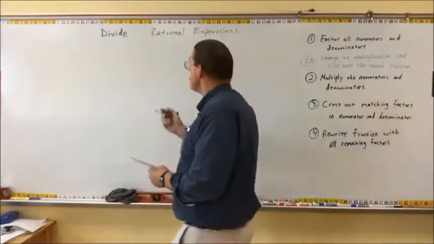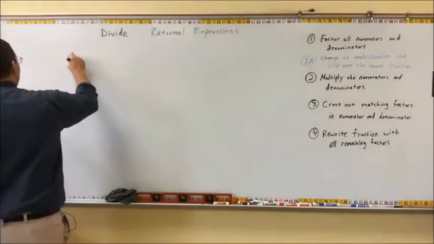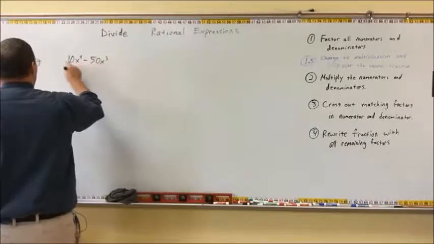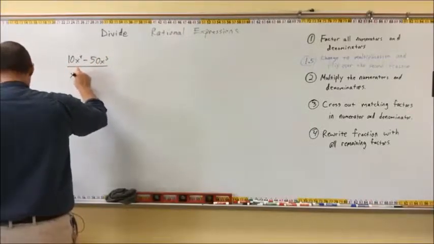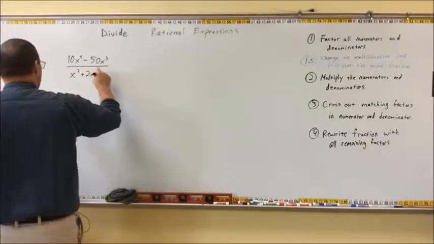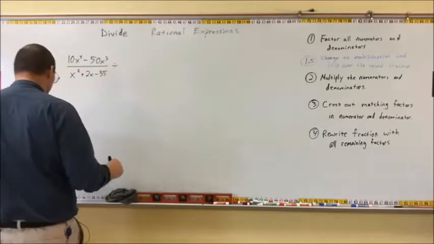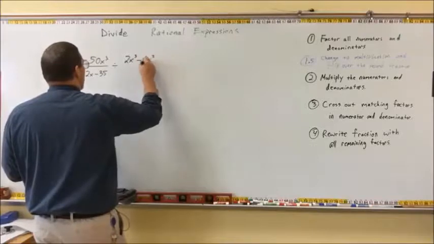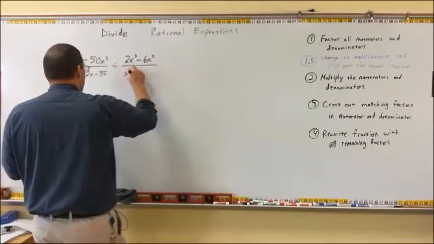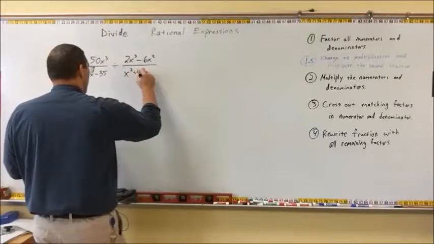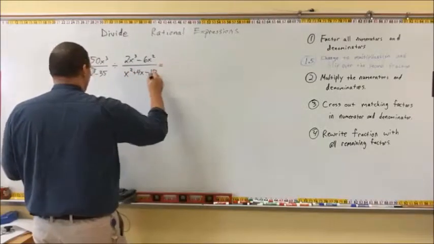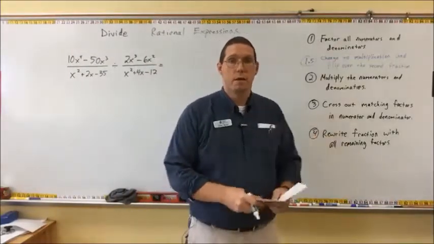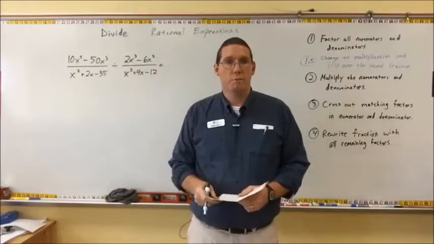There we go. All right, we're going to do 10x to the 4th power minus 50x to the 3rd power over x squared plus 2x minus 35 divided by 2x cubed minus 6x squared over x squared plus 4x minus 12. Okay? So why don't you pause the video and then use these rules right here to solve this division problem right here.